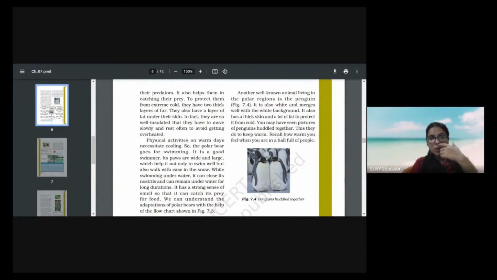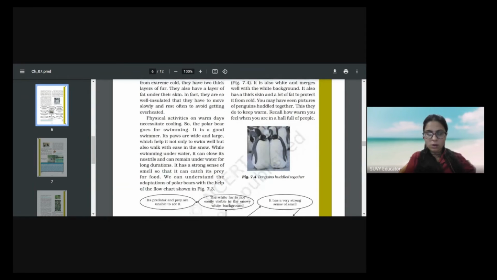Penguins are really very cute, if you have seen them on Discovery Channel. It is also white and merges well with the white background. Normally, all the animals in the polar regions are white in color. It also has thick skin and a lot of fat to protect it from the cold. You may have seen pictures of the penguin.